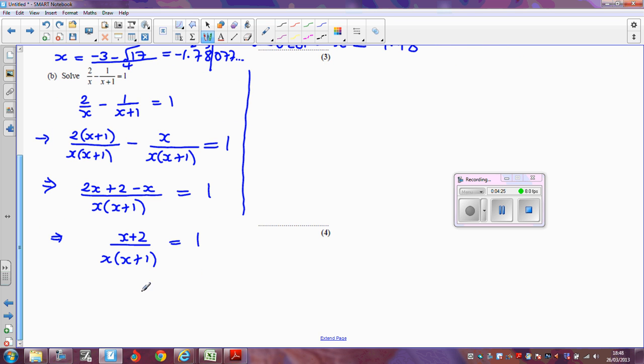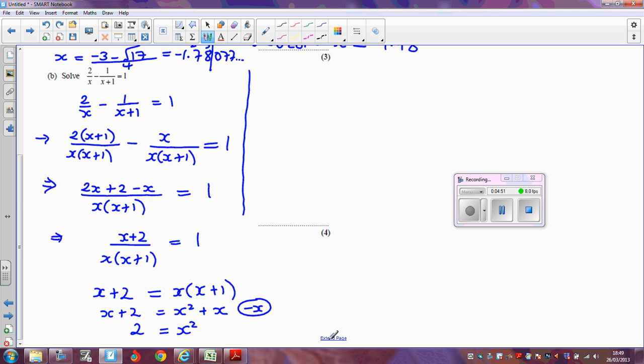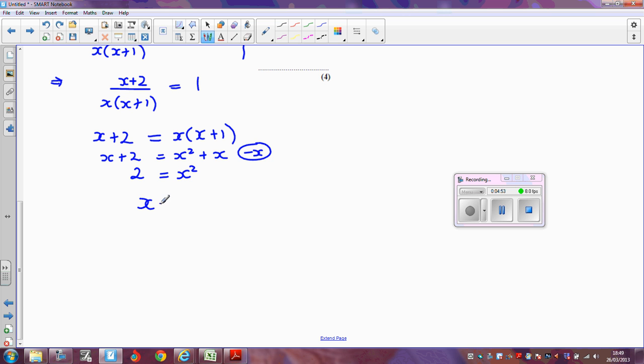If I now multiply by the bottom, the left-hand side is x plus 2. The right-hand side becomes 1 times this bottom, which is x brackets x plus 1. Removing the brackets, I've got x plus 2 is equal to x squared plus x. And if I subtract x from both sides, the left-hand side becomes 2, and the right-hand side is x squared. So x squared is equal to 2, which means that x is equal to the square root of 2.